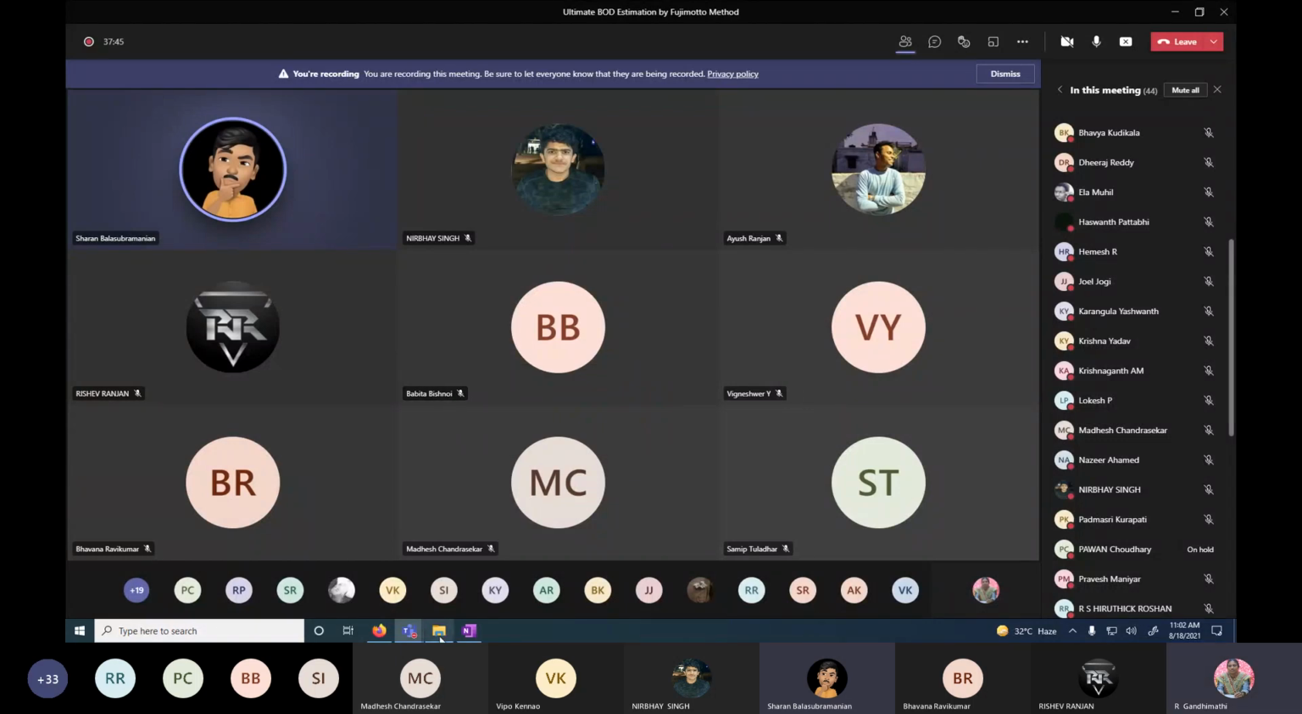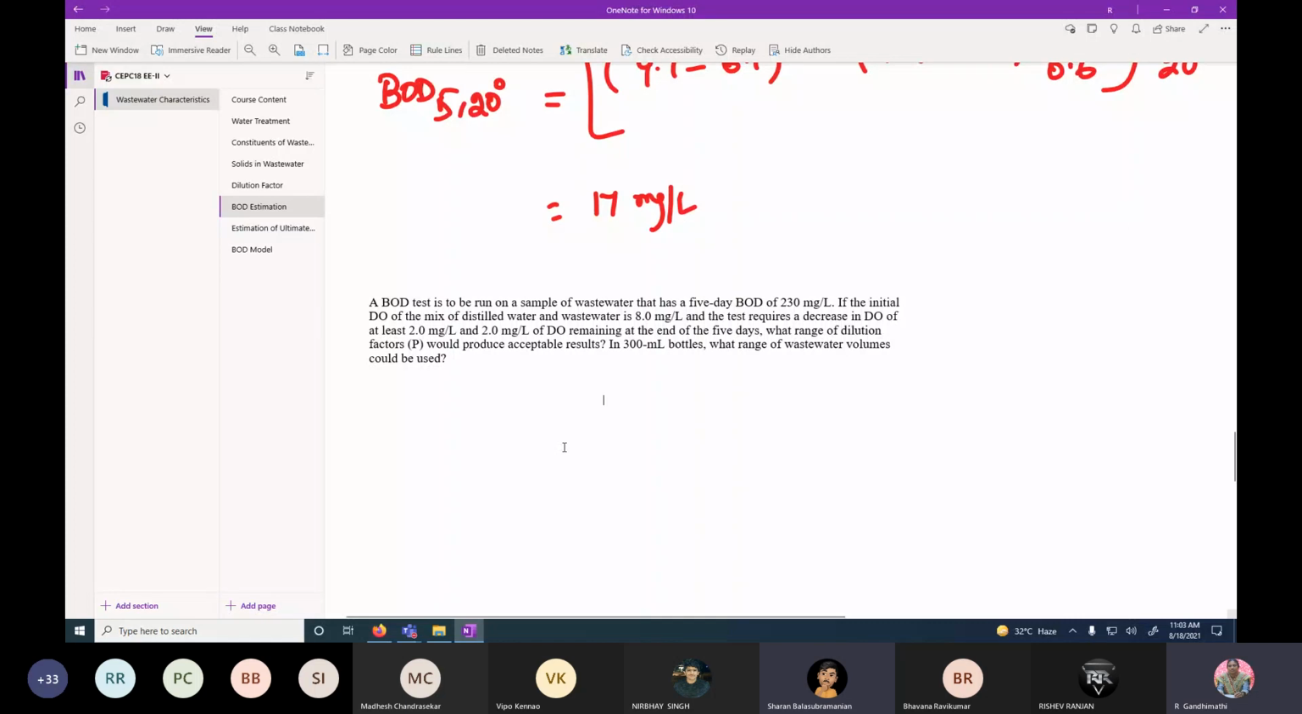Ma'am? Yeah, have you tried? Yes, ma'am. They have given the BOD5 value. Okay, we'll write the given formula: DO initial minus DO final, into the dilution factor.